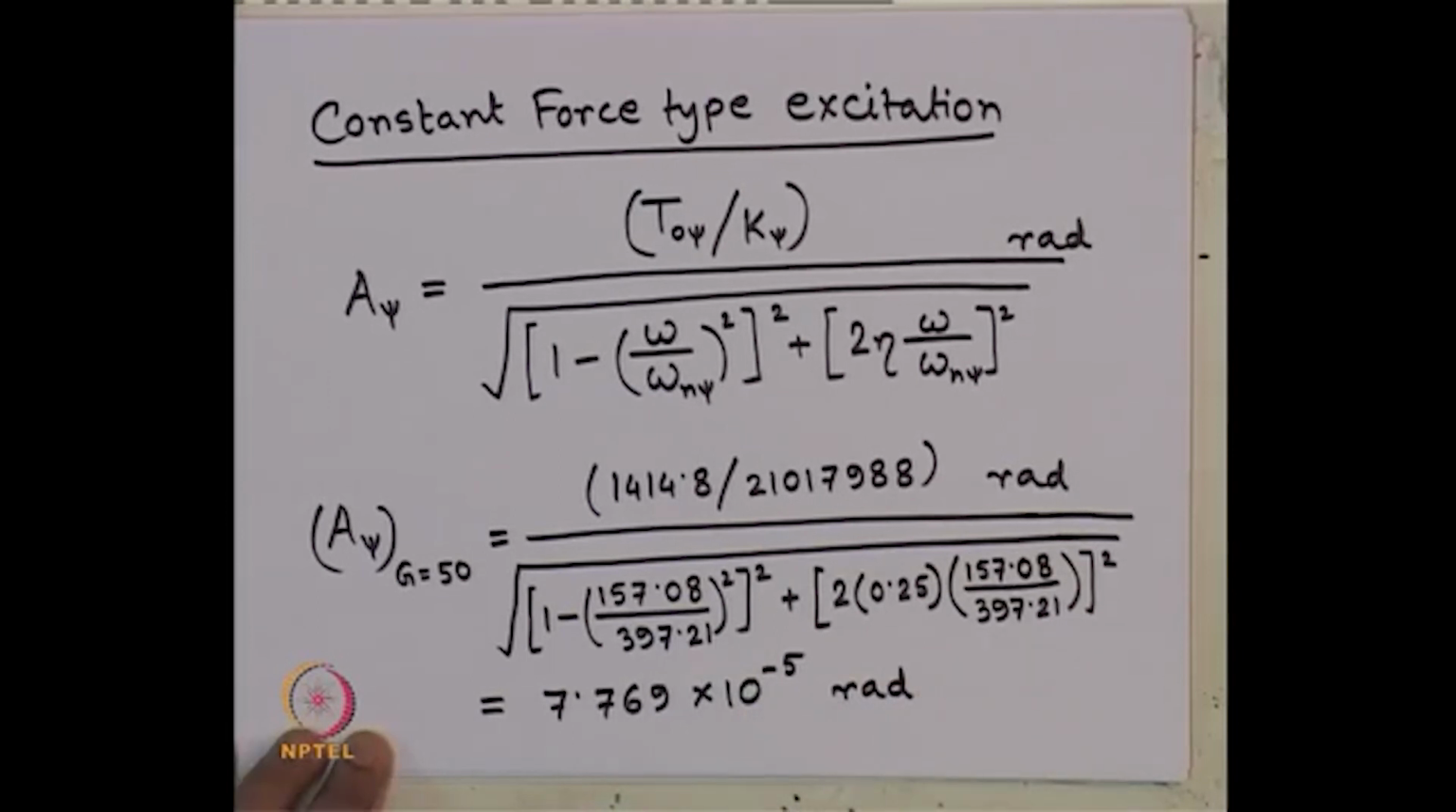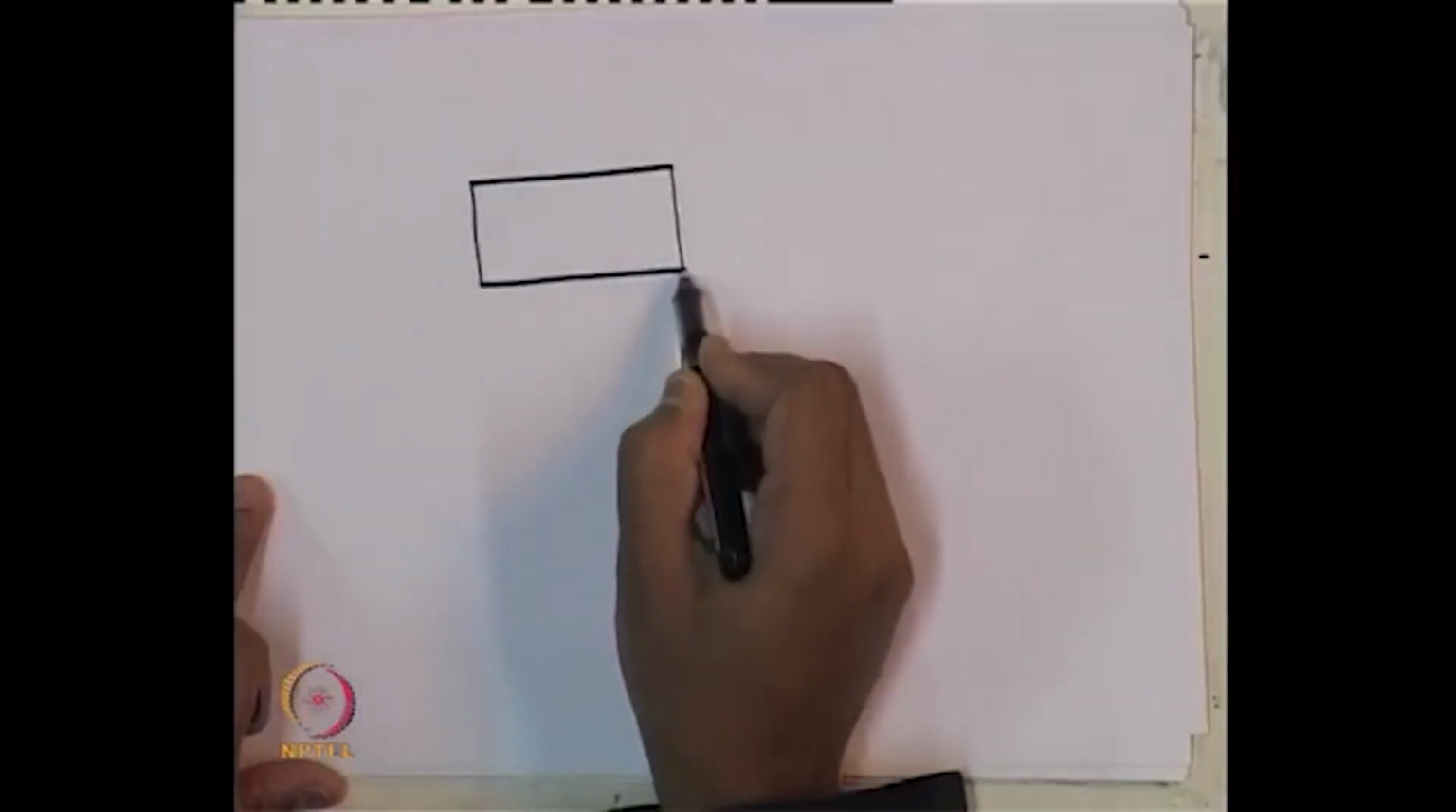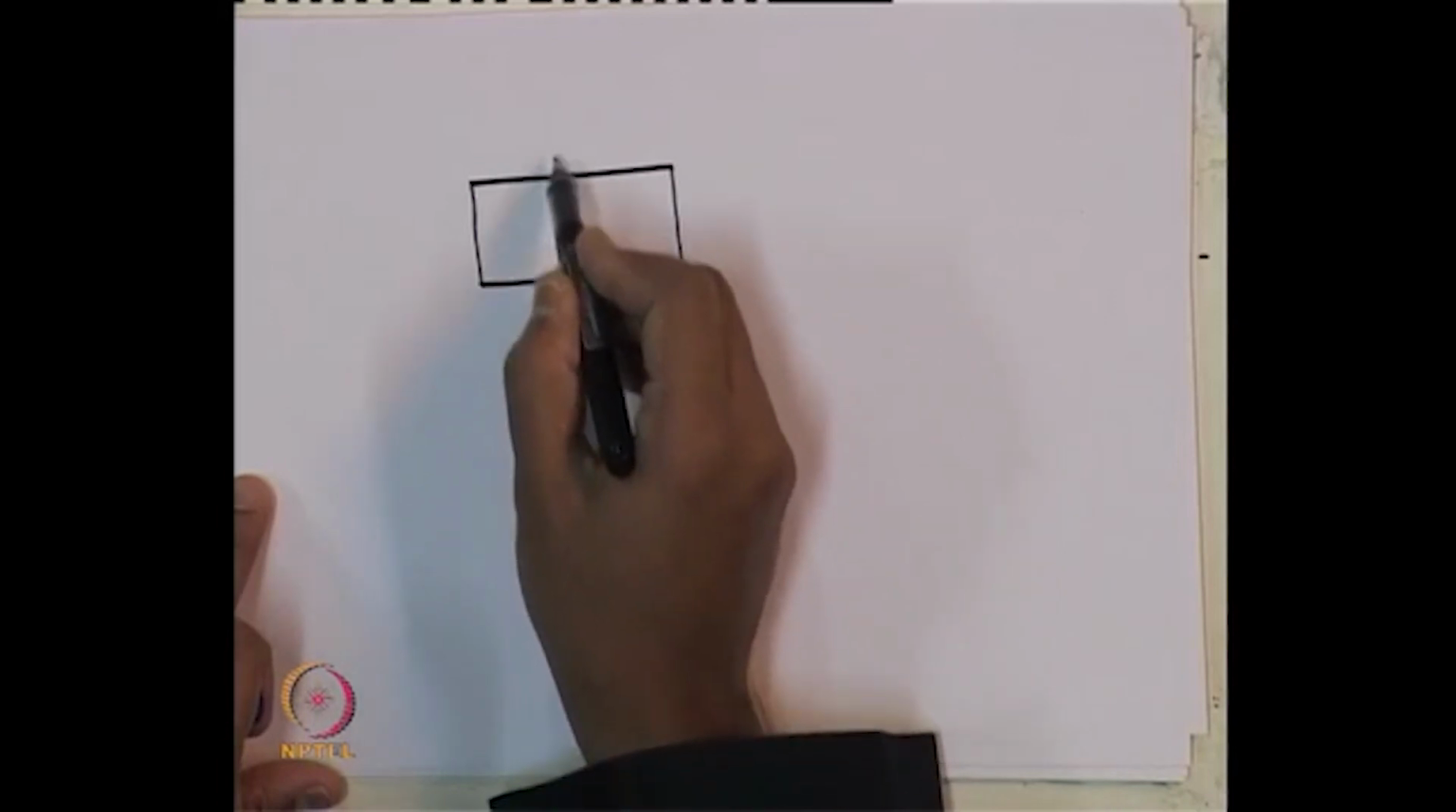Okay. And when we need to check this value, as we have mentioned, how this rocking mode of vibration, the displacement is going to take place. If we try to look at the picture, the block type of machine foundation is something like this.